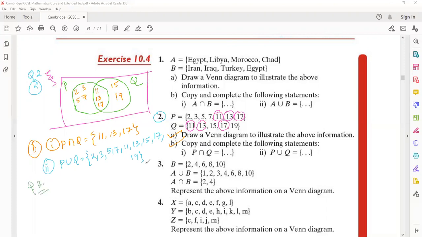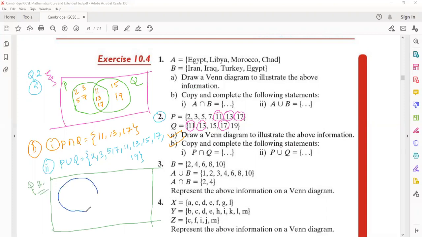Question 3. A union B is given, A intersection B is given. Represent the above information on a Venn diagram. So I'm just drawing a space. You just explain where to put what. I draw the space. Now what should I do? Draw the two circles, A and B.